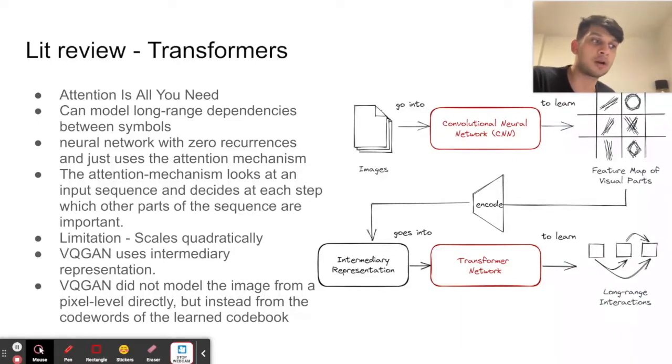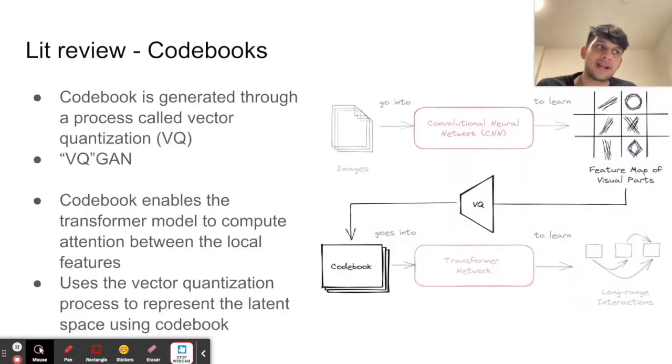The authors did not model the image from a pixel level, but instead from the code words of the learned codebook. So it doesn't start from scratch, it starts from a certain entity. The codebook is generated through a process called vector quantization, VQ, which is the VQ of the VQGAN. Vector quantization is a signal processing technique for encoding vectors. It represents all visual parts found in a convolutional step in a quantized form, making it less computationally expensive once passed to a transformer network.